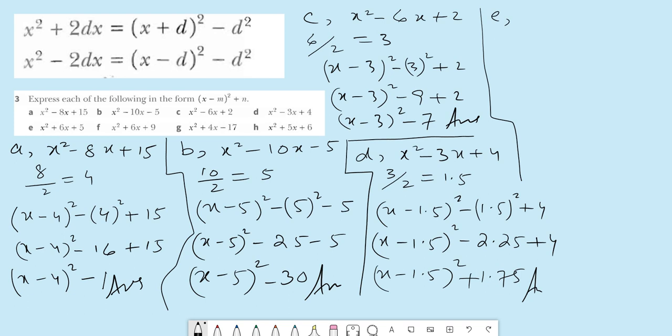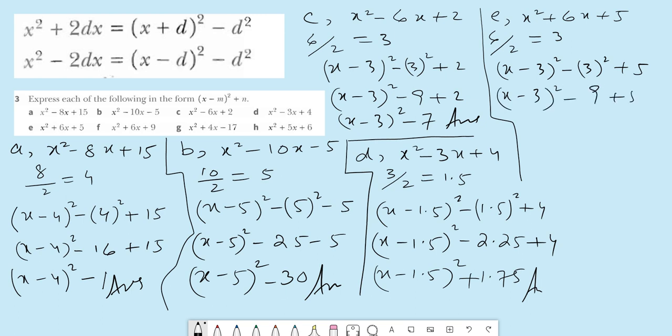What is part E? x square plus 6x plus 5. What is the coefficient of x? Is 6. 6 upon 2 is 3. Then x minus 3 square minus 3 square plus 5. So x minus 3 square minus 3 square is 9 plus 5. So x minus 3 square minus 9 plus 5 is minus 4. This is our answer.